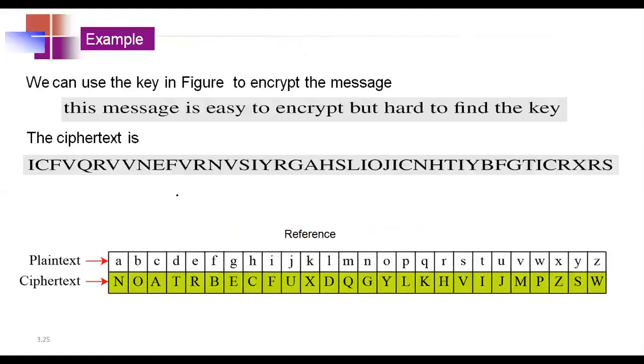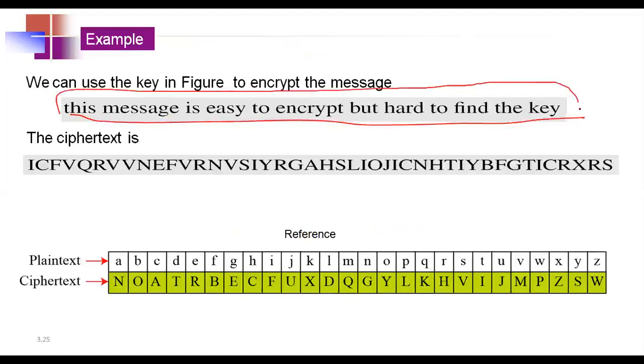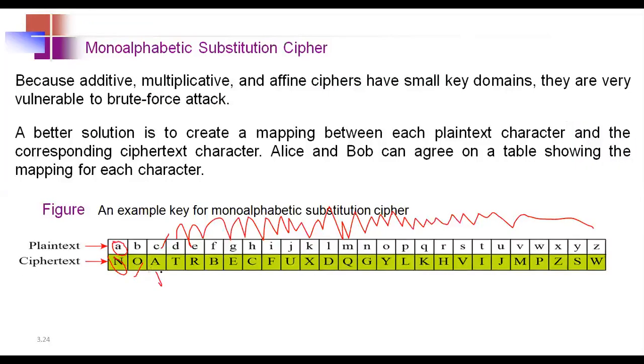For example, see this example. We can use the key in the figure and encrypt the message. Suppose I want to send this message. This is the message text I want to send: this message is easy to encrypt but hard to find the key. So assume this is the plain text. What is its ciphertext? Based on the agreement of character mapping between the plain text character and the ciphertext character.